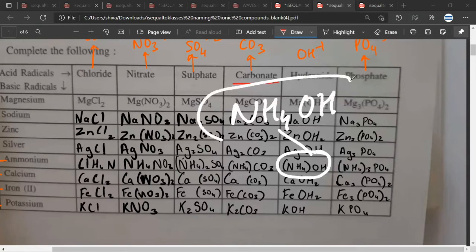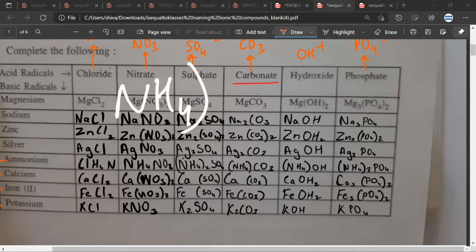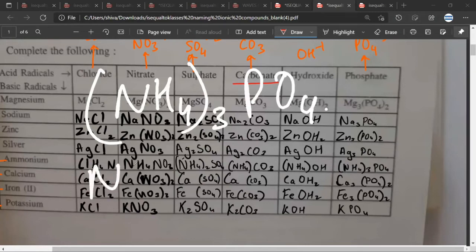NH4OH is all that we require. (NH4)3PO4. Is it incorrect or correct? So it's correct. Absolutely correct. NH4 3 times PO4. Okay, so try. How many nitrogen are there? How many hydrogen are there? How many phosphorus are there? And how many oxygen are there? Can you try?